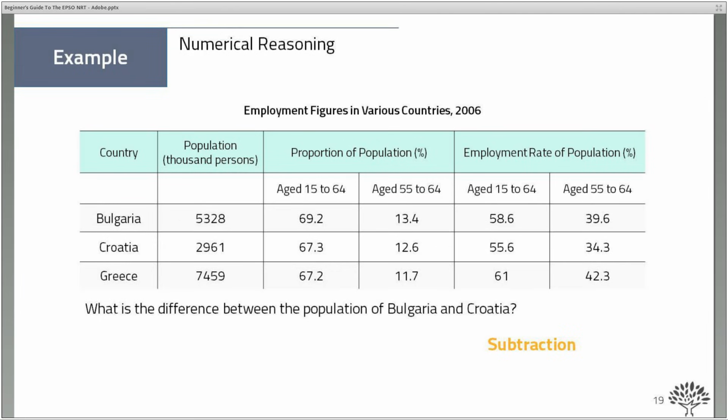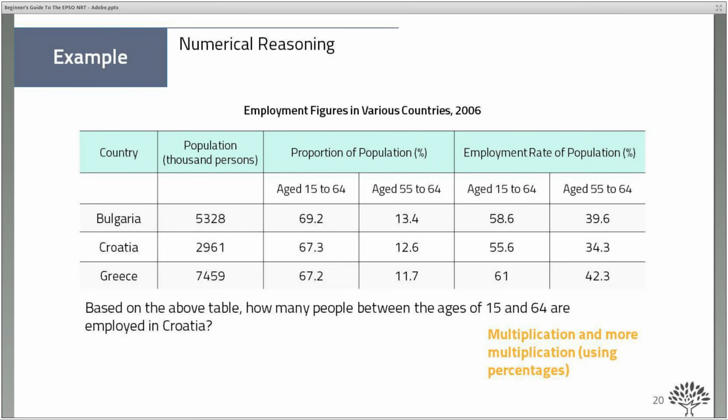The next question is what is the difference between the population of Bulgaria and Croatia? So here you would be using subtraction. So what is this minus this? Now I'm using reasonably straightforward examples so far, but being able to very quickly pick up exactly what it's asking for, noticing keywords like difference or total or sum or what is the increase, can really help you very quickly work on this numerical reasoning part.